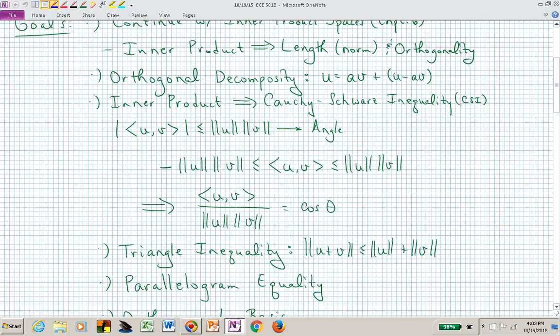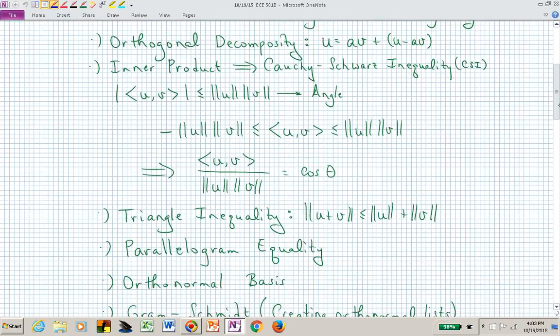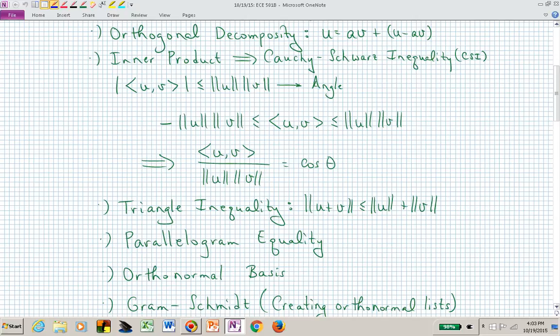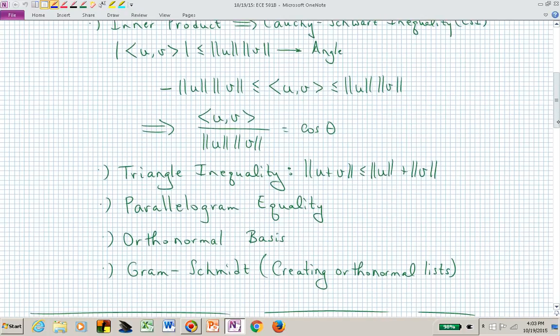The triangle inequality, so if you think of the Cauchy-Schwarz as a product of the norms, the triangle inequality dealing with two vectors, now we're looking at the sum of those two norms, and that is always exceeding the norm of the sum of the two vectors. That's the triangle inequality. Another equality is this parallelogram equality.